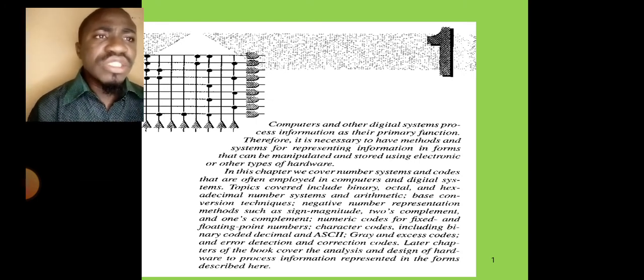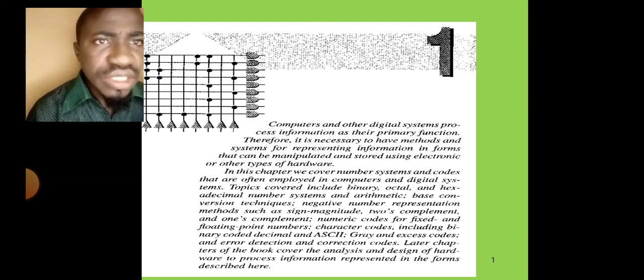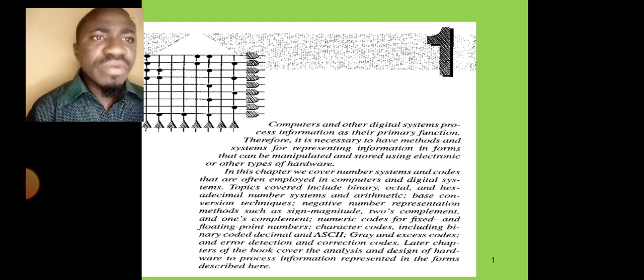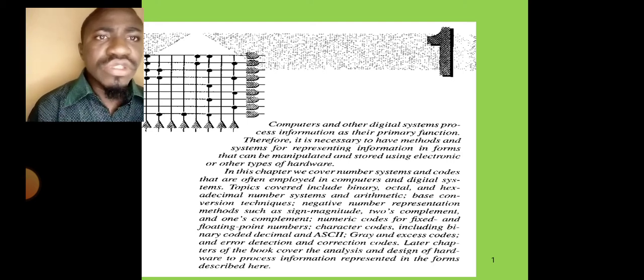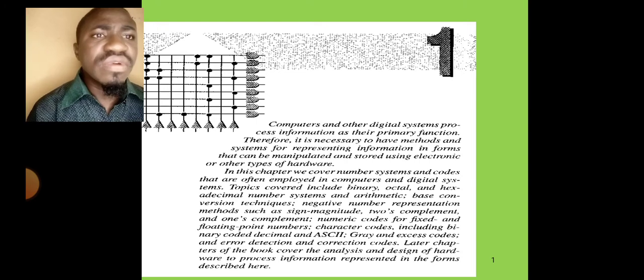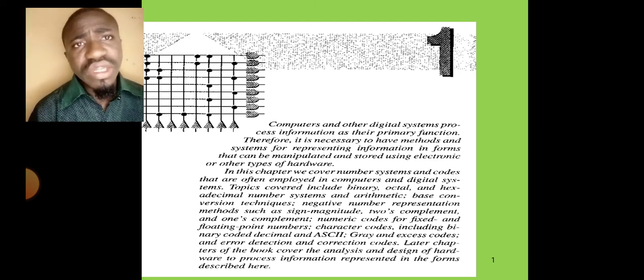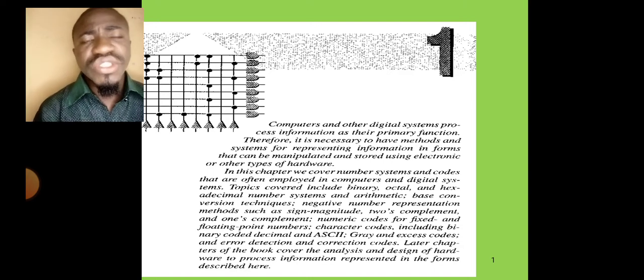We say computer and other digital systems process information as their primary function. Therefore, it is necessary to have methods and systems for representing information in a form that can be manipulated and stored using electronic or other hardware. So other hardware and other electronics use this number system.